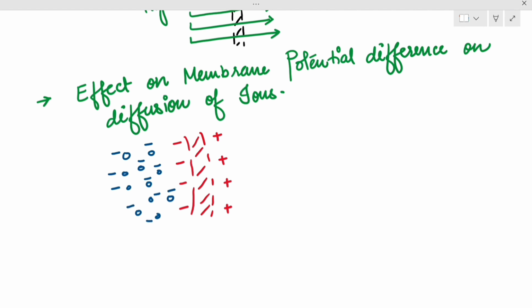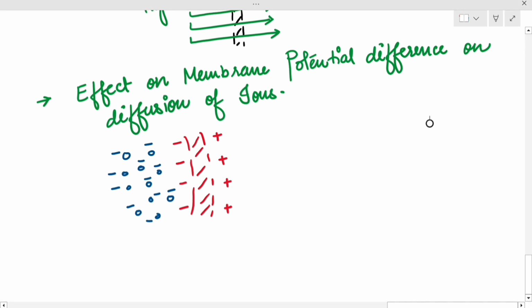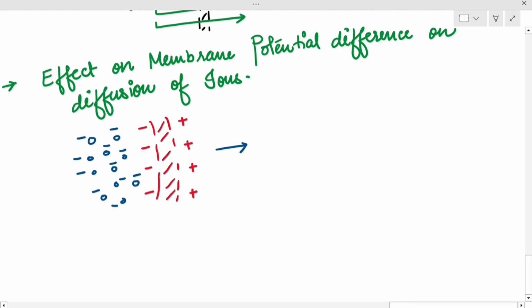Now, apply the common sense. Negative to negative, what will happen? Repel. And negative to positive, what will happen? Attract. So, what will happen? On this side, the concentration will become low as compared to the other side. Because the positive part will attract the negative part, and the negative part will repel the negative part. Got it?